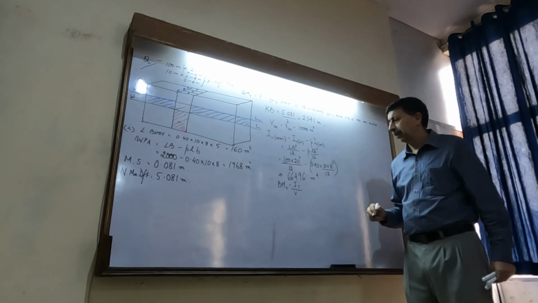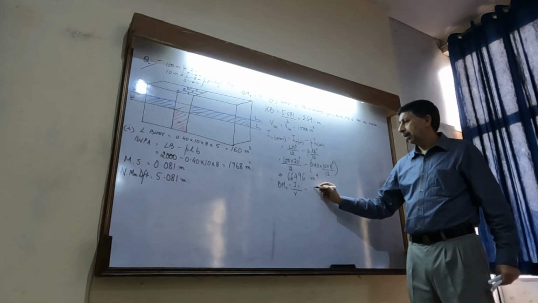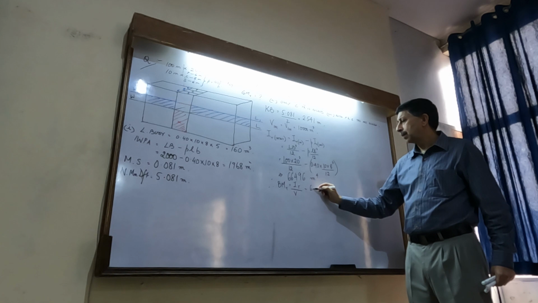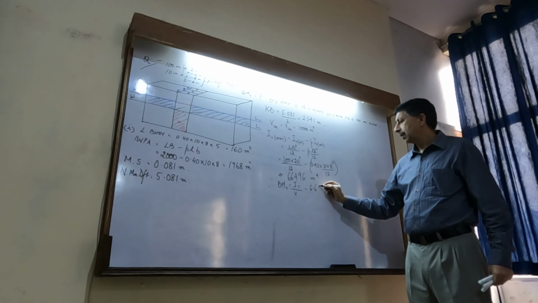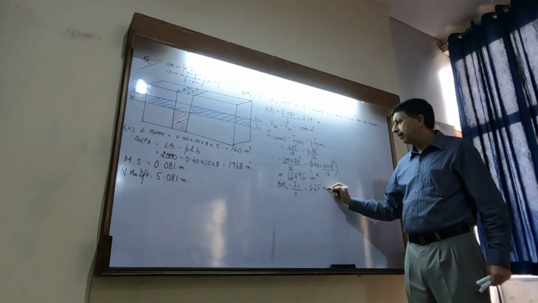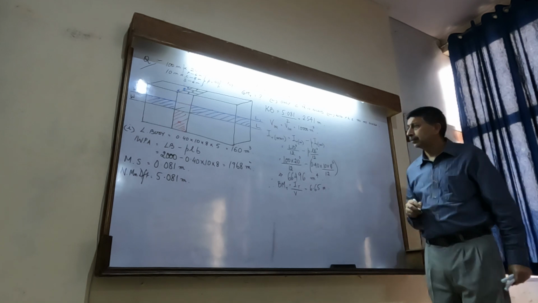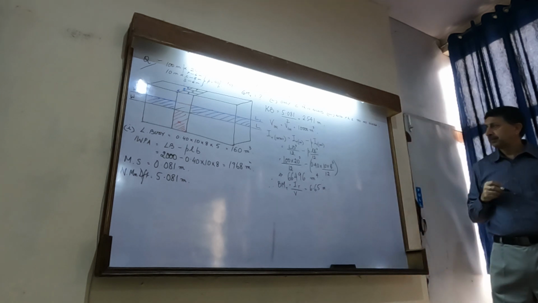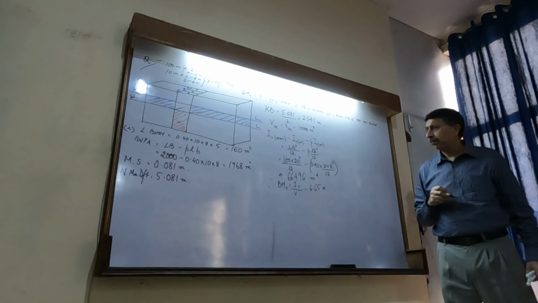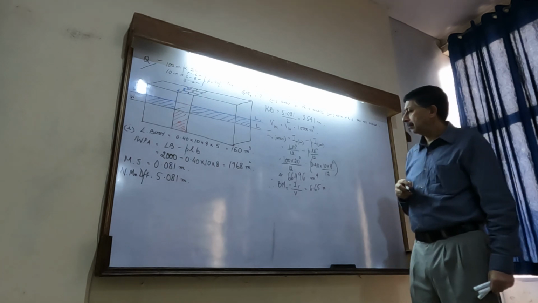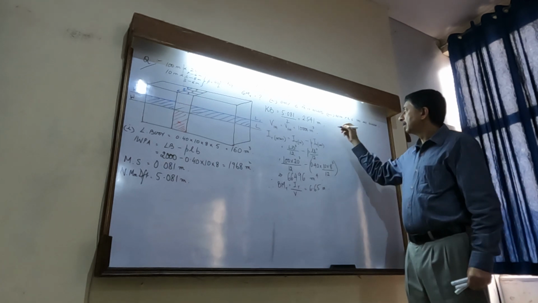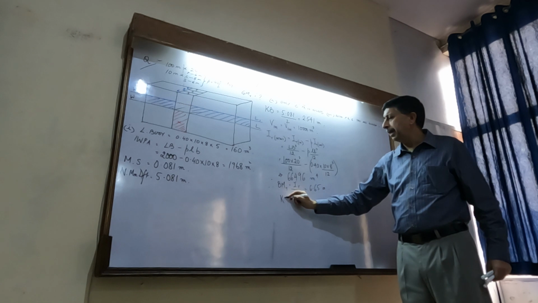IT by V is equal to 6.65 milliliter. So KMT.